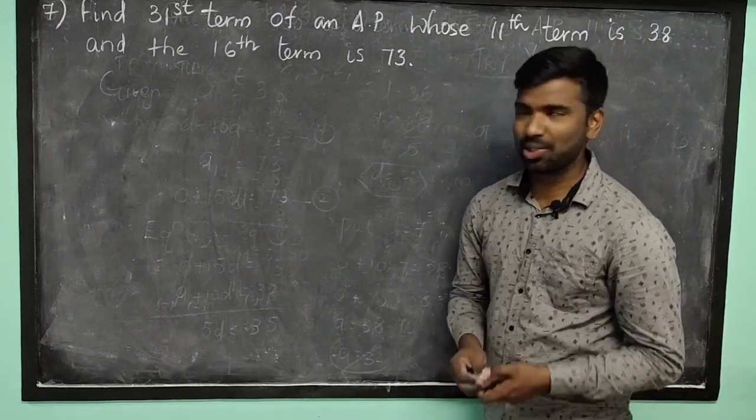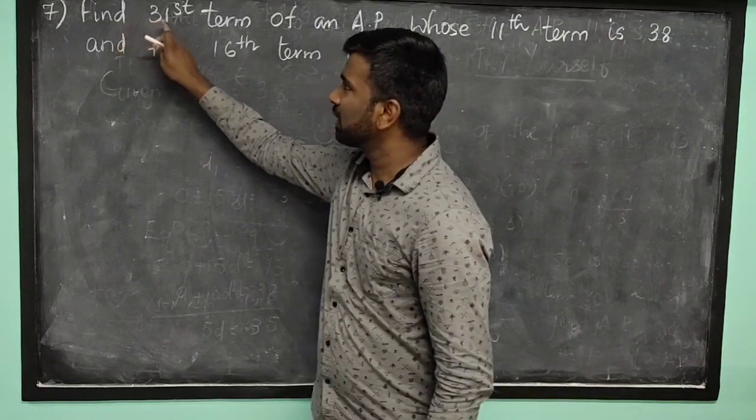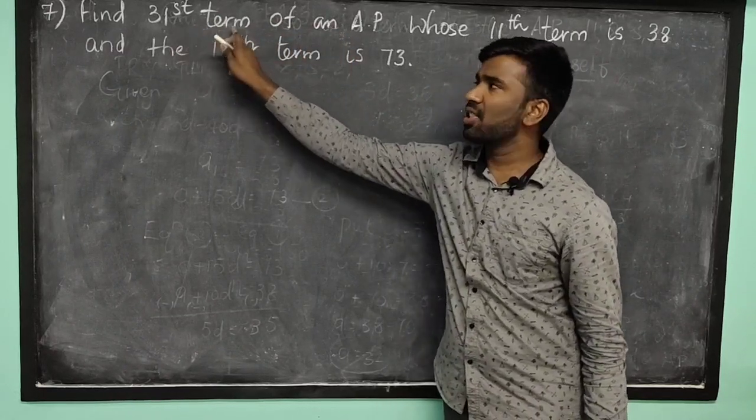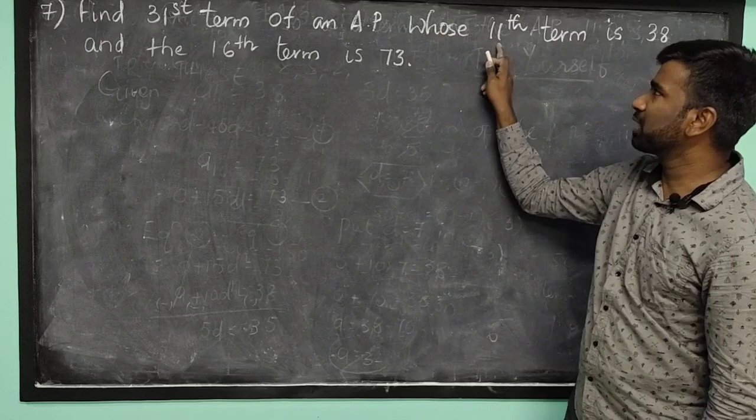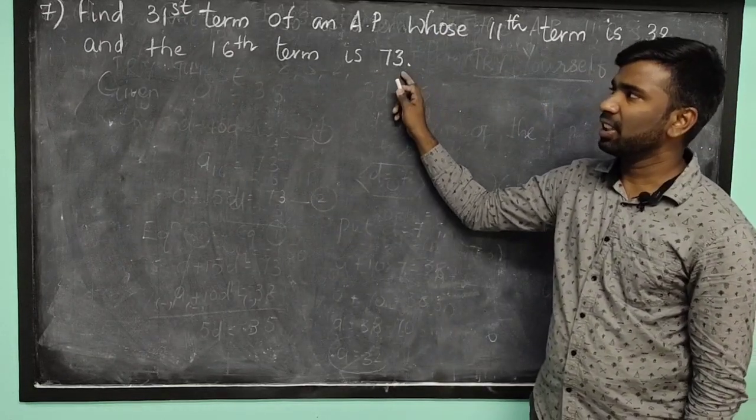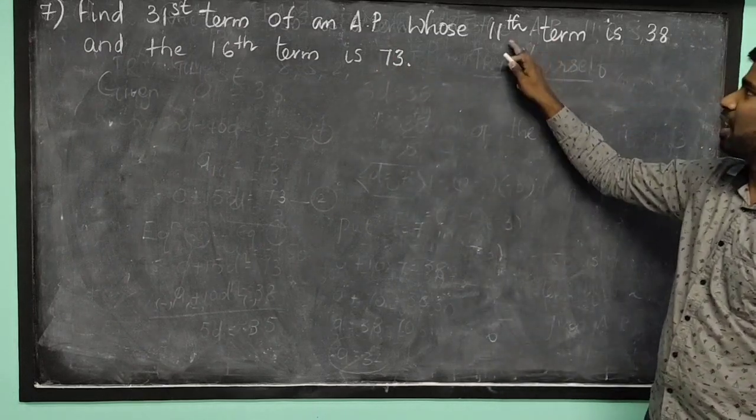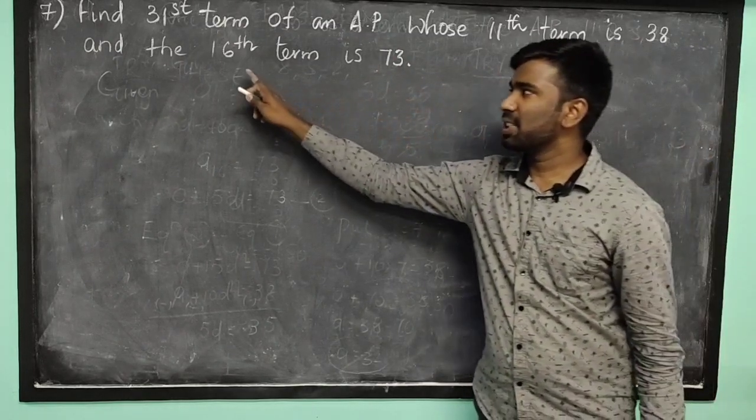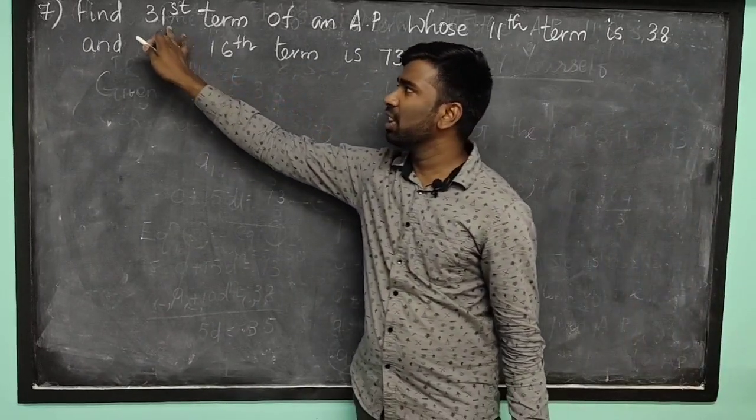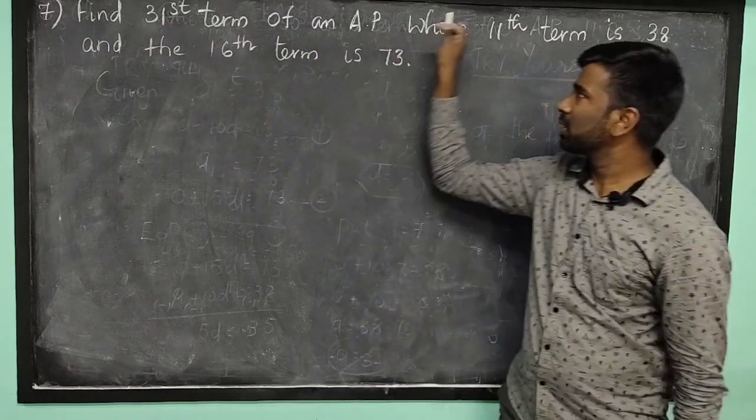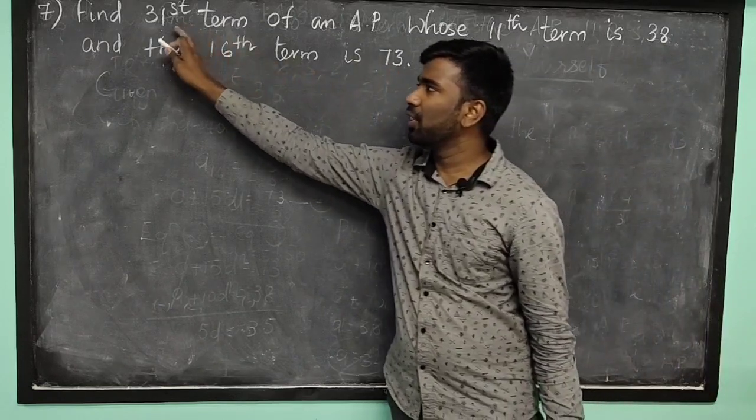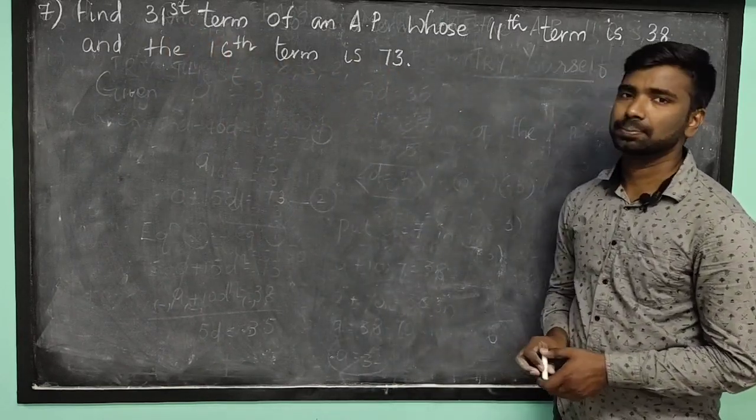Students, moving to the next question. Find the 31st term of an AP whose 11th term is 38 and the 16th term is 73. They have given the data as the 11th term as 38 and the 16th term as 73. Using this given data, we should find out the value of a and d. Using that, find out the 31st term.